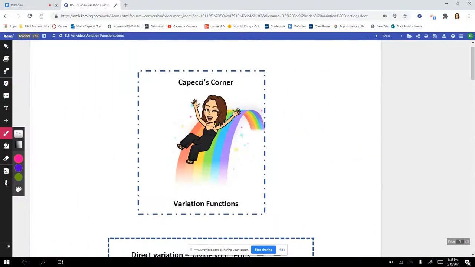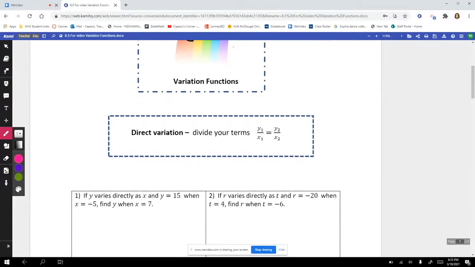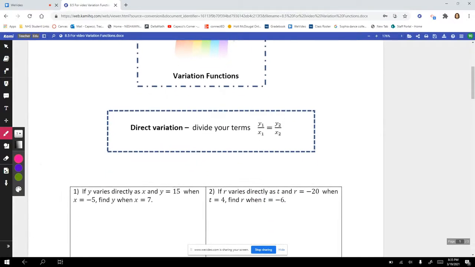Today on Capechi's Corner, we're going to look at variation functions. The first variation function we're going to look at is direct variation. Now, one way to remember this is direct has a d in it, and we're going to divide our terms, so two d's there. This is our proportion, and then we'll cross multiply to solve.